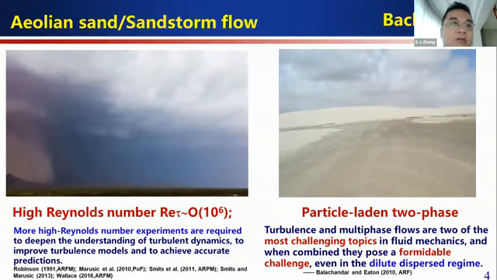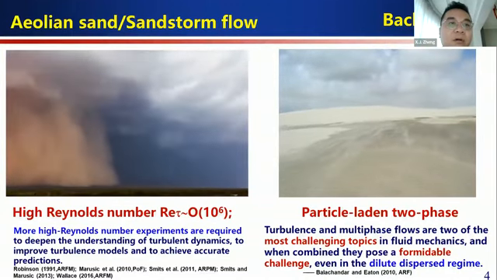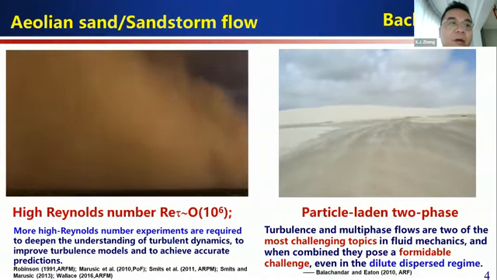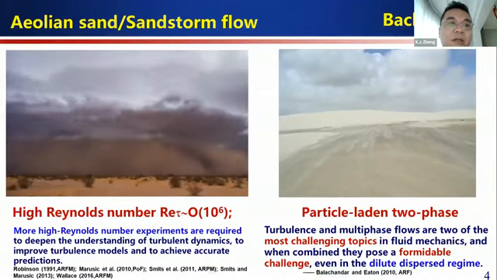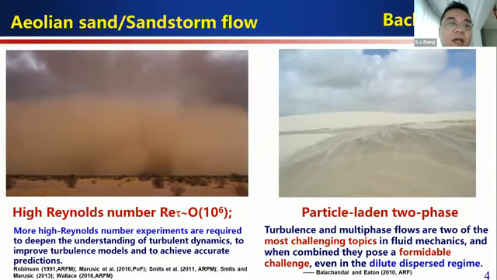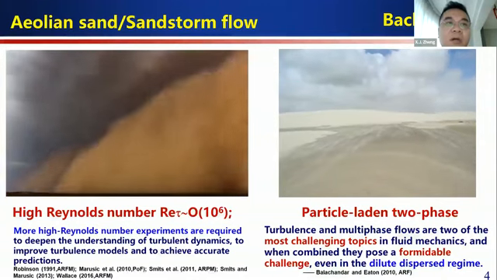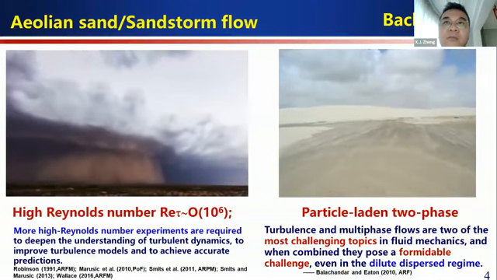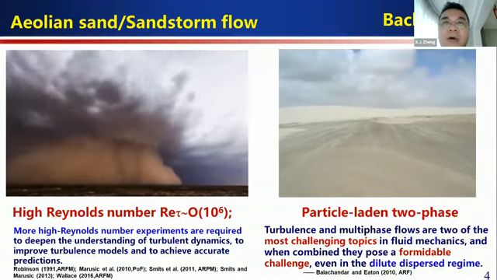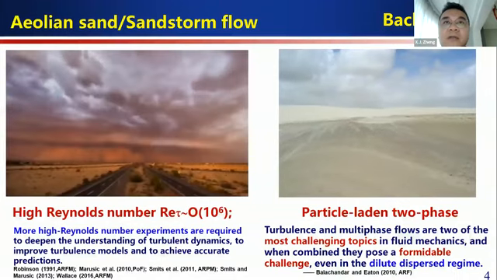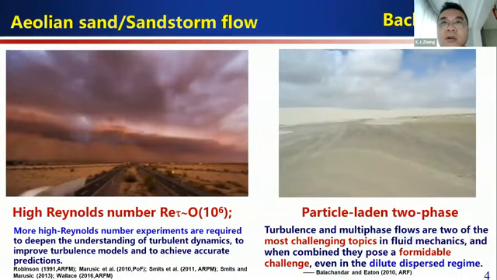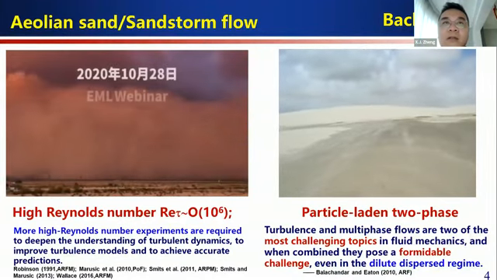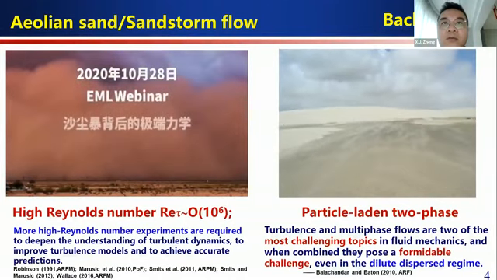Sandstorm flow is characterized by two notable features and challenges. One is high Reynolds number. High Reynolds number turbulent flow is a core but difficult issue in current turbulence research. Due to the lack of satisfactory theoretical models, both numerical and experimental researches face great challenges. More high Reynolds number experiments are required to deepen the understanding of turbulence dynamics, to improve turbulence models, and to achieve accurate predictions. On the other hand, sandstorm is a typical gas-solid two-phase flow.